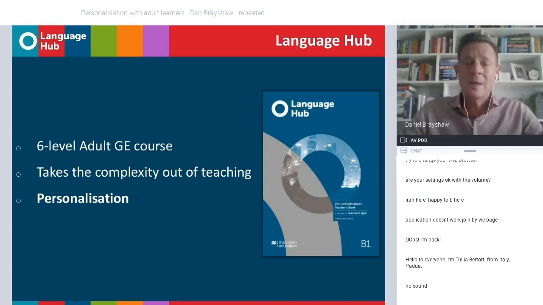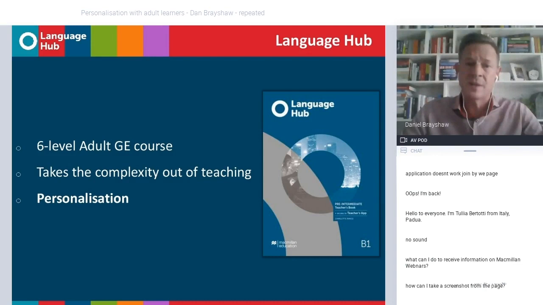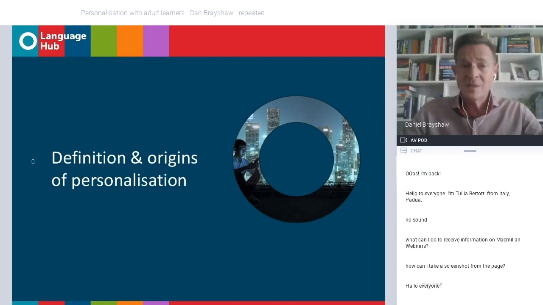We also chose topics for Language Hub that lend themselves to personalization, because I feel it's one of the most important aspects of successful classroom practice. So again, more about that as we go on. I said we'd start with a definition, so let's do just that.